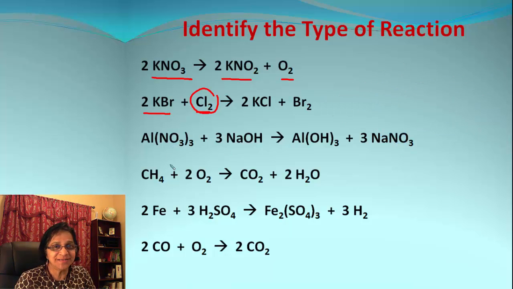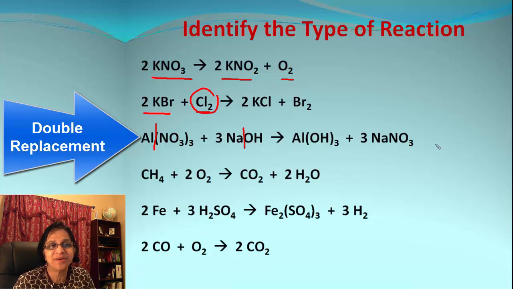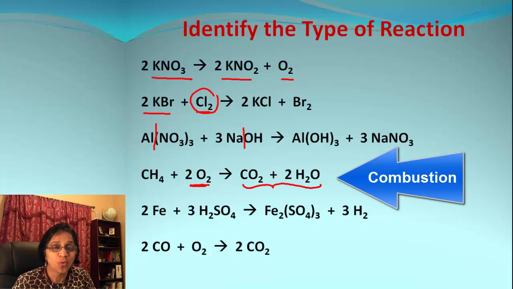Okay, third one. We have 2 compounds, aluminum nitrate and sodium hydroxide, and they mix and match and we get 2 totally different products. Is it like wife swap? So that means it will be double replacement. Next one, there is methane gas and it's reacting with oxygen and forming these 2 products, carbon dioxide and water vapor. What could that be? That must be combustion.